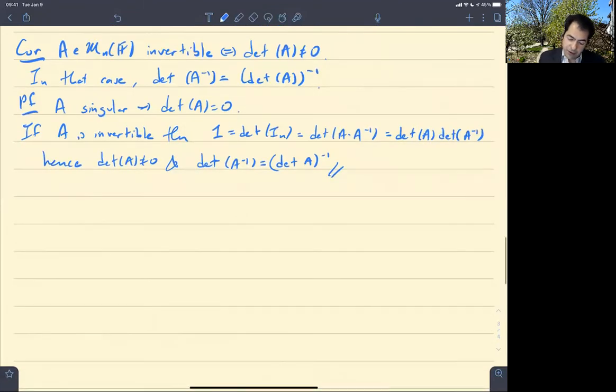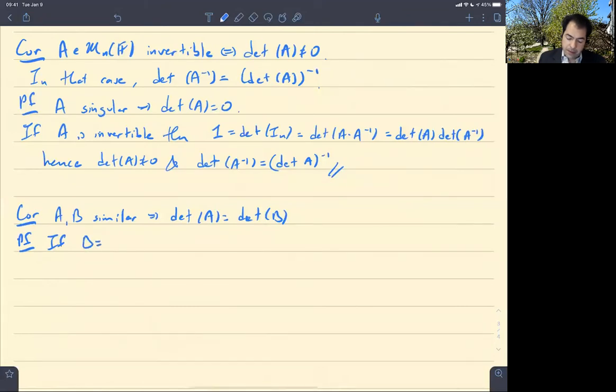Right, and then a further corollary, again from existence and uniqueness, is that if A and B are similar matrices, then they have the same determinant. So this shows that the determinant of the matrix is an invariant of that matrix. The proof is very straightforward. If they're similar, then I can write B as S times A times S inverse for some invertible n by n matrix S.